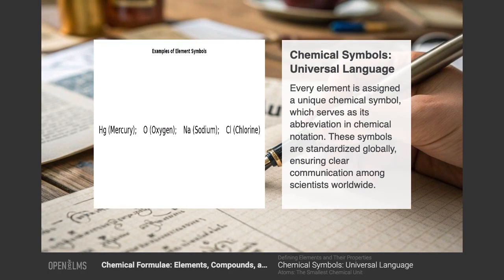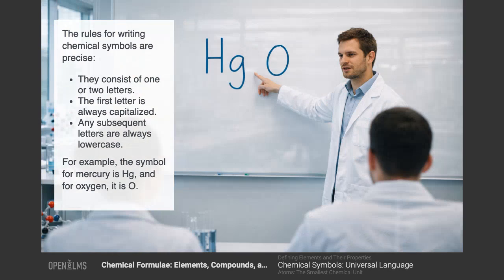Chemical symbols, universal language. Every element is assigned a unique chemical symbol, which serves as its abbreviation in chemical notation. These symbols are standardized globally, ensuring clear communication among scientists worldwide. The rules for writing chemical symbols are precise. They consist of one or two letters. The first letter is always capitalized. Any subsequent letters are always lowercase. For example, the symbol for mercury is Hg, and for oxygen it is O.